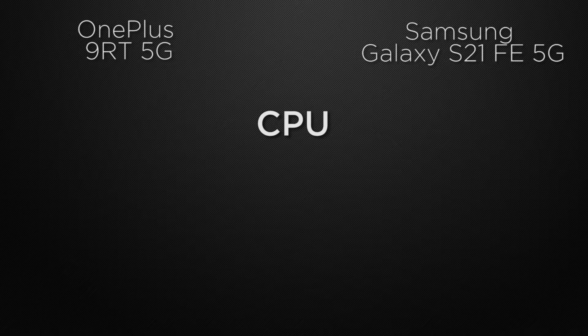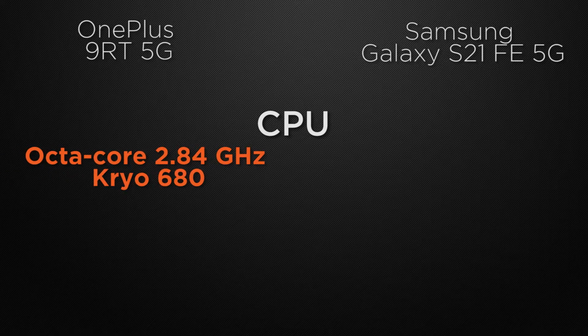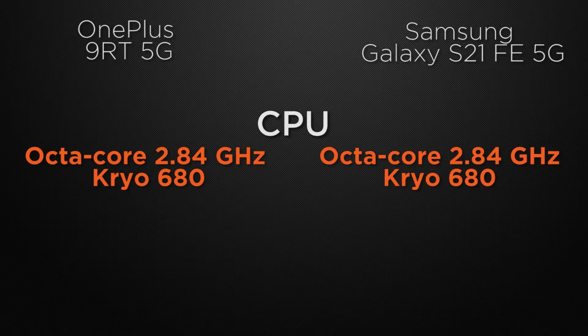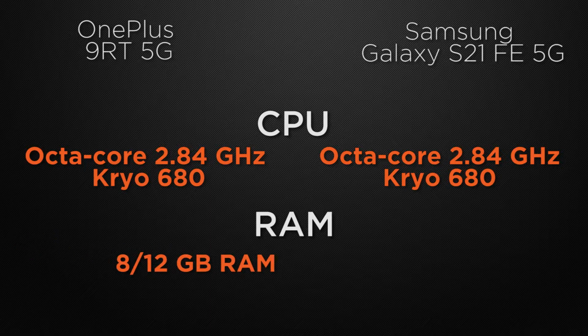Let's talk about the clock speed of the devices. The 9RT can clock at 2.84 GHz based on an octa-core Kryo chipset, whereas the S21 FE can clock at 2.84 GHz based on an octa-core Kryo chipset. So it's a tie because both devices have the same clock speed. And about the RAM variants, the 9RT has 8 and 12 GB RAM variants, whereas the S21 FE has 6 and 8 GB RAM variants. So in terms of RAM variants, the winner here is the 9RT because it has bigger RAM options.